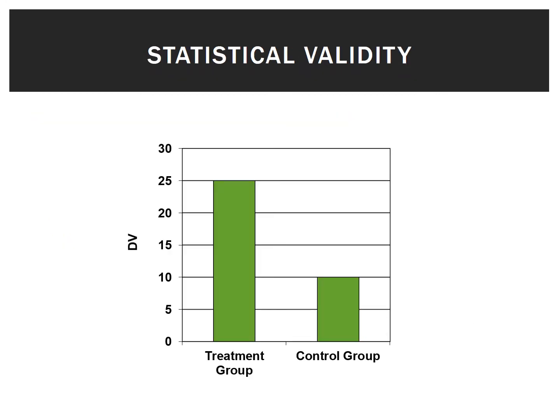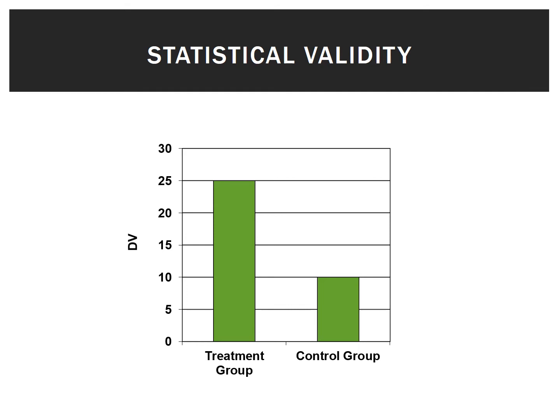So when you're thinking about the question of statistical validity, you can take different kinds of results as an example. Take this graph as an example here. On the x-axis, we have some treatment group and some control group. On the y-axis, we have values of whatever the DV is in the study. If you look at the difference between these two bars of your findings, you can see the treatment group is at a value of 25, the control group is at a value of 10. That's a difference of 15 points.